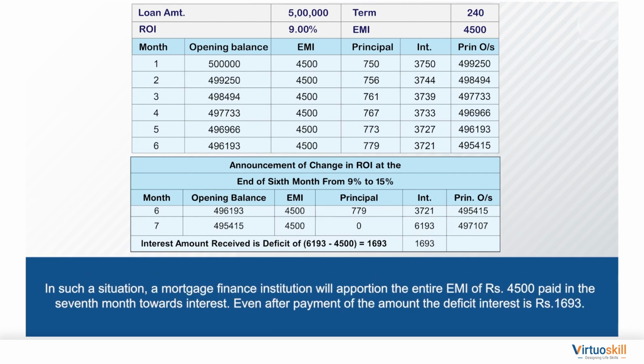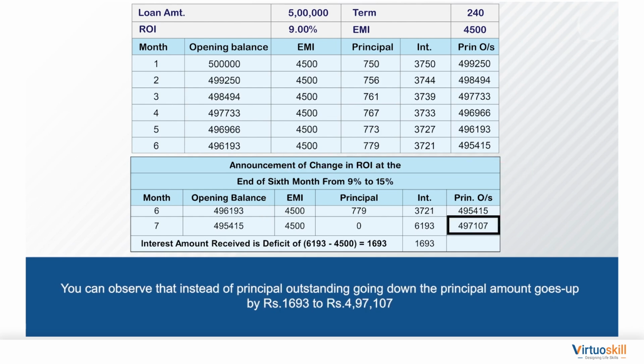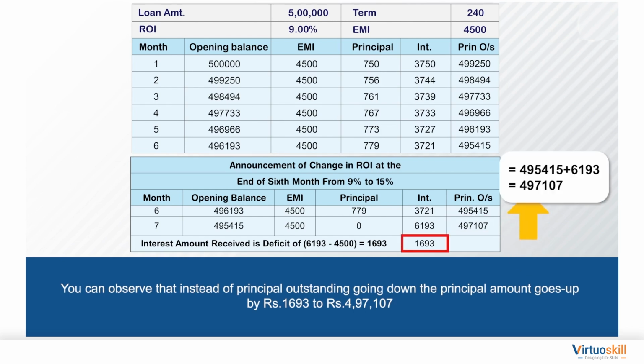In such a situation, a mortgage finance institution will apportion the entire EMI amount of Rs 4,500 paid in the 7th month towards interest. Even after payment of the amount, the deficit interest is Rs 1,693. So, ideally, the deficit amount will get added to the closing principal balance of the 6th month. You can observe that instead of principal outstanding going down, the principal amount goes up by Rs 1,693 to Rs 4,97,107.